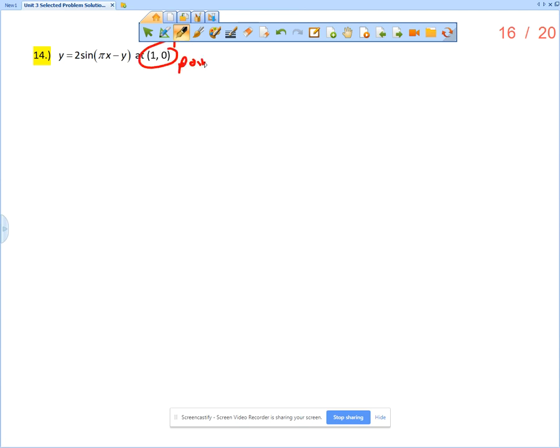We need a point and a slope. We're given the point, so that's nice. For the slope, remember, we want to find the slope of the tangent line by finding dy/dx. You'll notice there's a y on the left side and a y on the right side, and you cannot isolate y. So the only possible way to do this is implicit differentiation. We're going to take the derivative with respect to x of both sides.